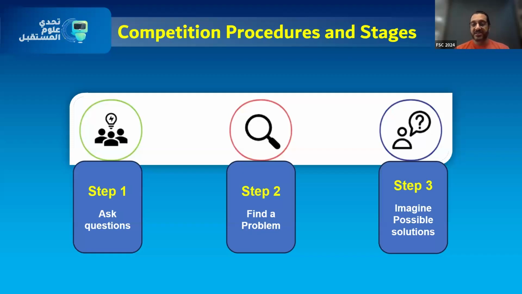And for step 3, try to imagine possible solutions. The sky is the limit. Think out of the box and always think about solutions, and also read about the current solutions in order to avoid making an existing solution, which may lead your team to lose during the competition.